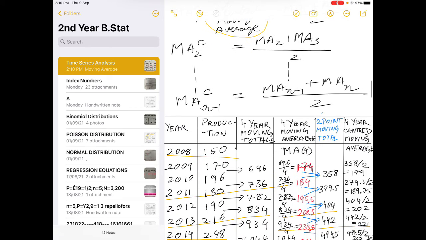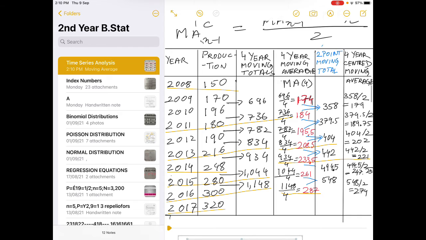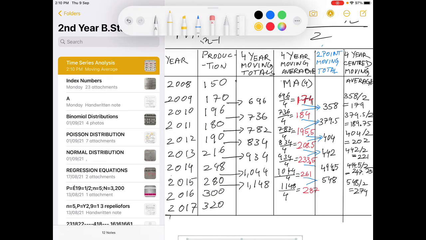When we do it for a practical problem, first we take 4 years and calculate the total for them. So 150 plus 170 plus 196 plus 180 gives us 696. Then we move to the second year: 170 plus 196 plus 180 plus 190 gives us 736. Then we move to the third year: 196 plus 180 plus 190 plus 260. Then we move to the fourth year. We start from 180, 190, 216 and 248 to get 834.